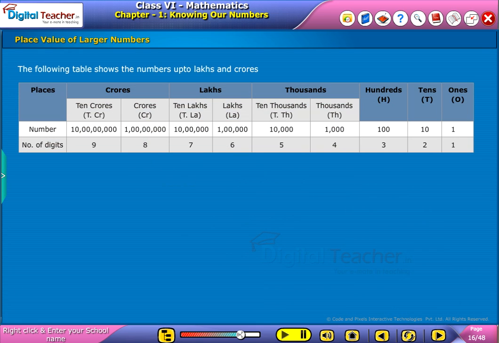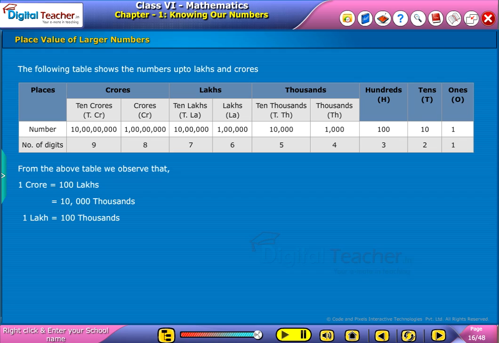The following table shows the numbers up to lakhs and crores. From the above table, we observe that 1 crore is equal to 100 lakhs, which is in turn equal to 10,000 thousands. 1 lakh is equal to 100 thousands, which is equal to 1000 hundreds.